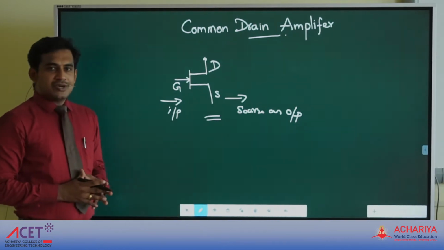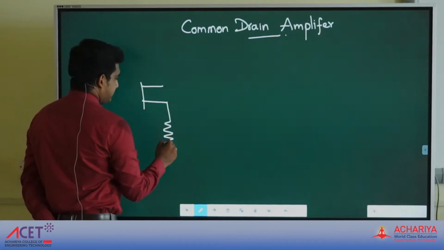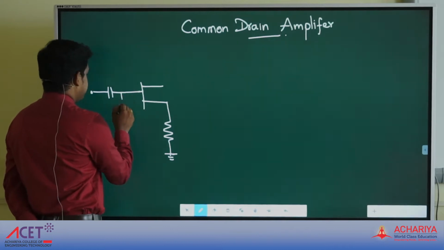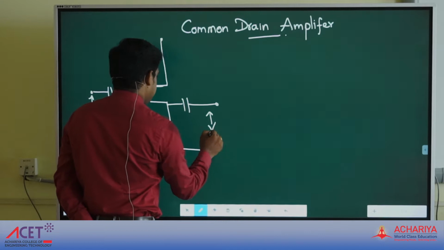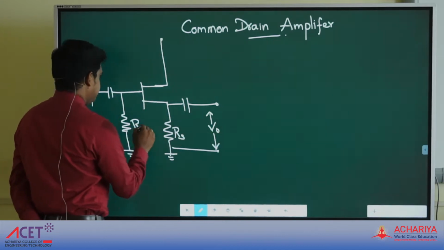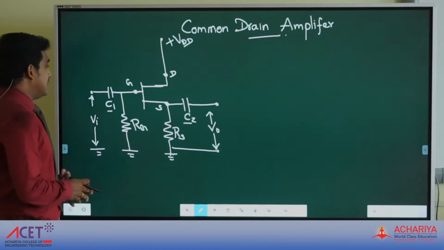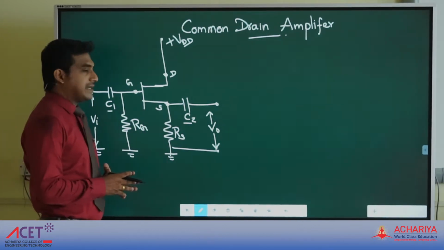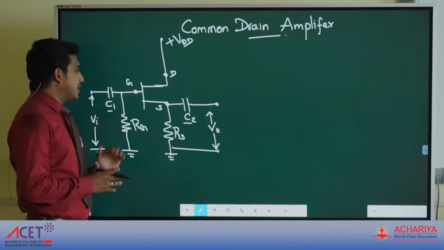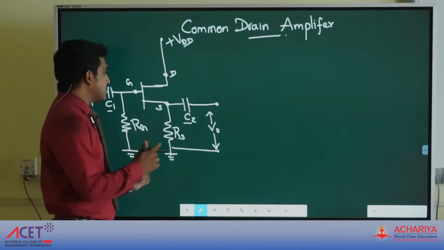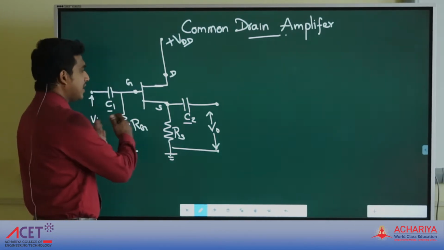Now we are going to draw the basic diagram of the common drain amplifier. This is the basic circuit diagram of the common drain amplifier. In this amplifier, input is given to the gate terminal and output is taken from the source terminal. The drain terminal acts as a common terminal between input and output.